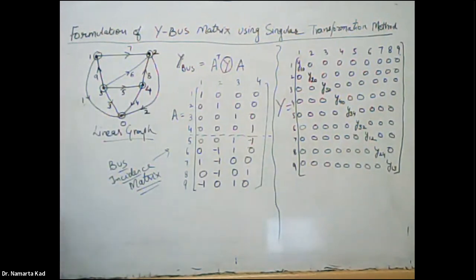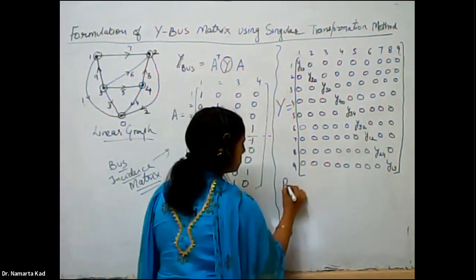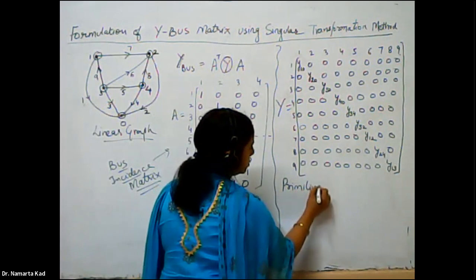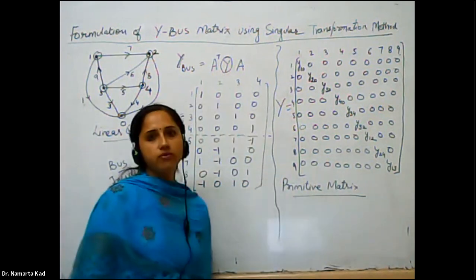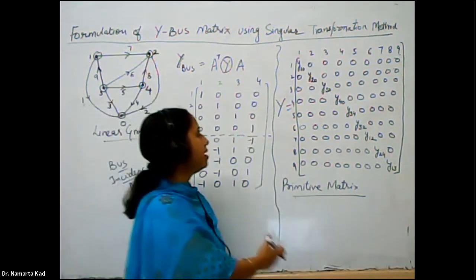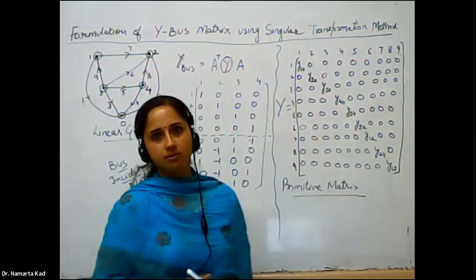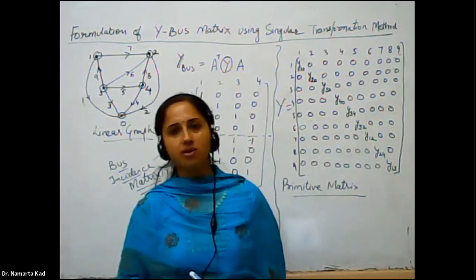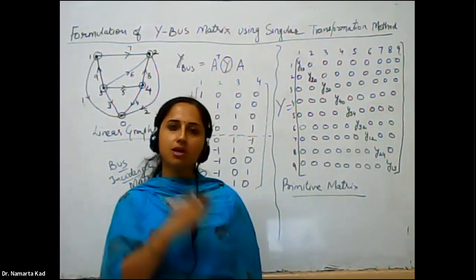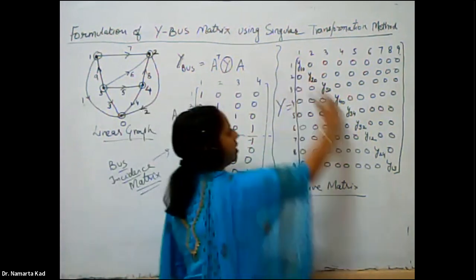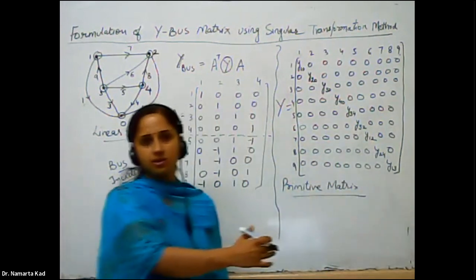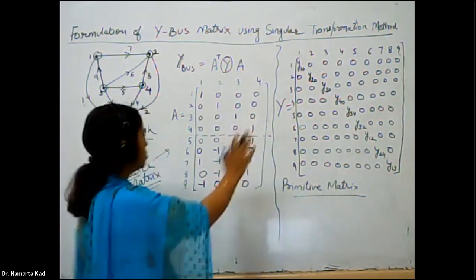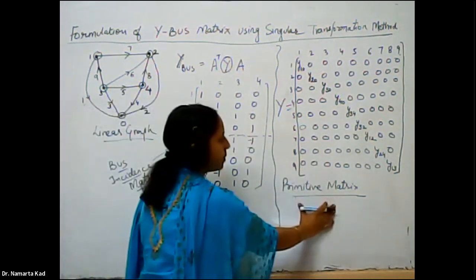So this one is your primitive matrix. One thing you observe from this matrix is that all the entries are on the diagonal. The rest of the off-diagonal elements are all 0 for the primitive matrix. And how many entries are there? The total number of elements in the network. So this one is the bus incidence matrix, and this one is the primitive matrix.